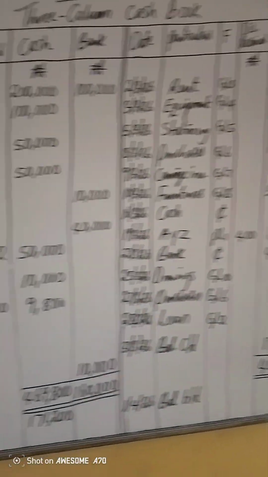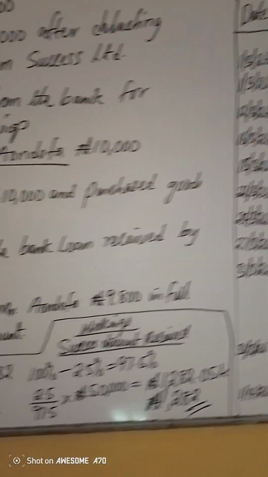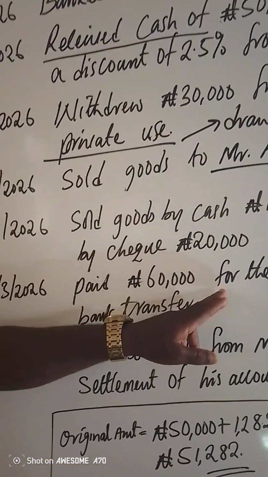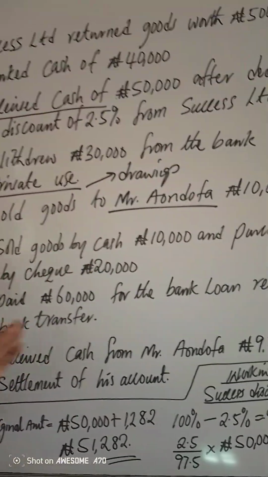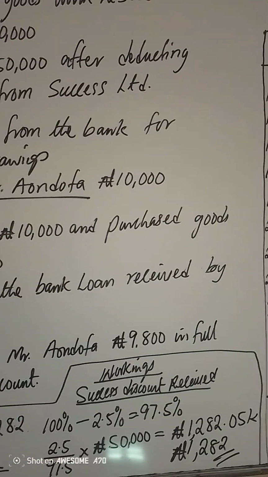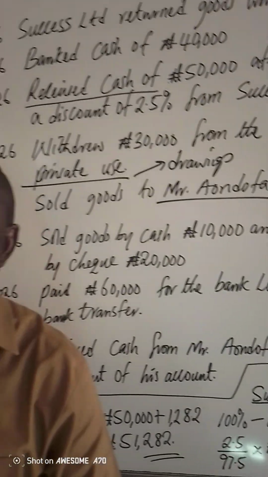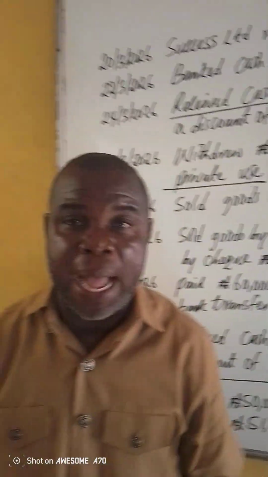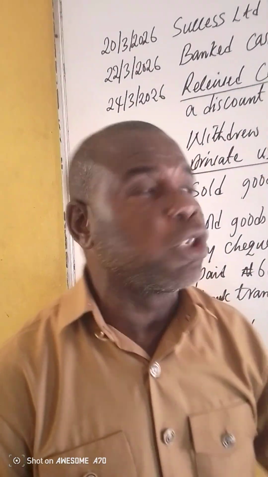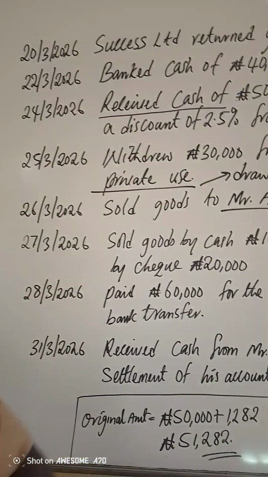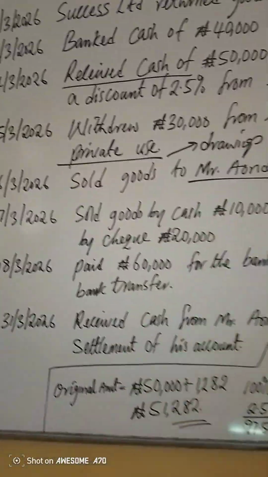Let's come here quickly, where we have paid 60,000 for the bank loan received by bank transfer. You recall that at the beginning of the business, Mr. Chatter took a loan from the bank. Now Mr. Chatter is paying back the loan. So this is money going out of the business. So we now go and credit cash by giving money to loan.